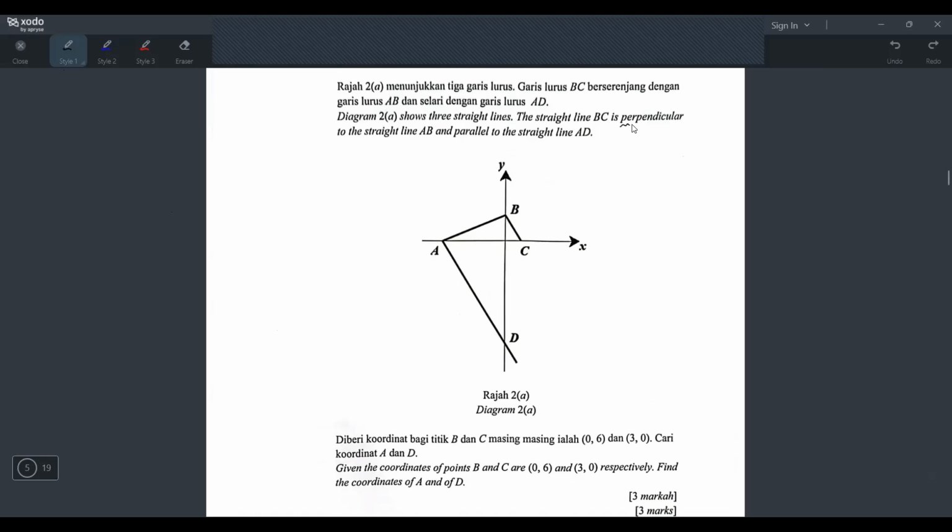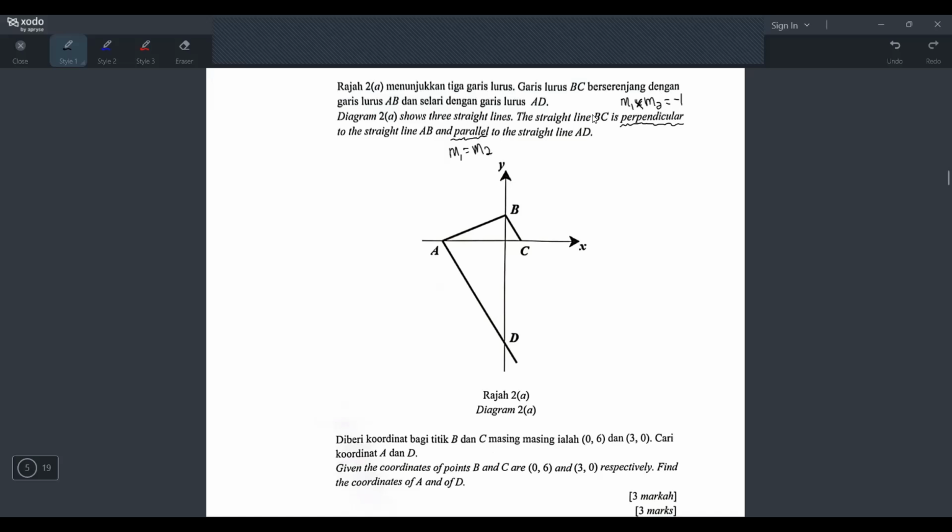The moment you see the word perpendicular in Add Maths, immediately write this thing: M1 times M2 equals -1. Because perpendicular means these two lines, their gradients multiplied together will be -1, right? And then they say parallel to straight line AD. The moment you see the word parallel, M1 equals M2, because parallel means these two lines have the same gradient, right?